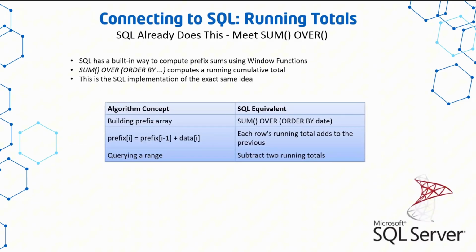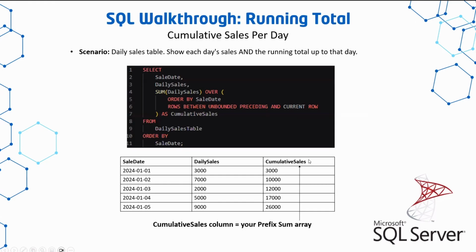When it comes to SQL, we use this running total a lot. We have this clause called OVER. If you're going to build the prefix array, just use SUM and OVER. You order by whatever the parameter is, and each row is a running total of the previous ones, and you can query a range by just subtracting two totals. And this is a sample query that you can see, the cumulative sales.